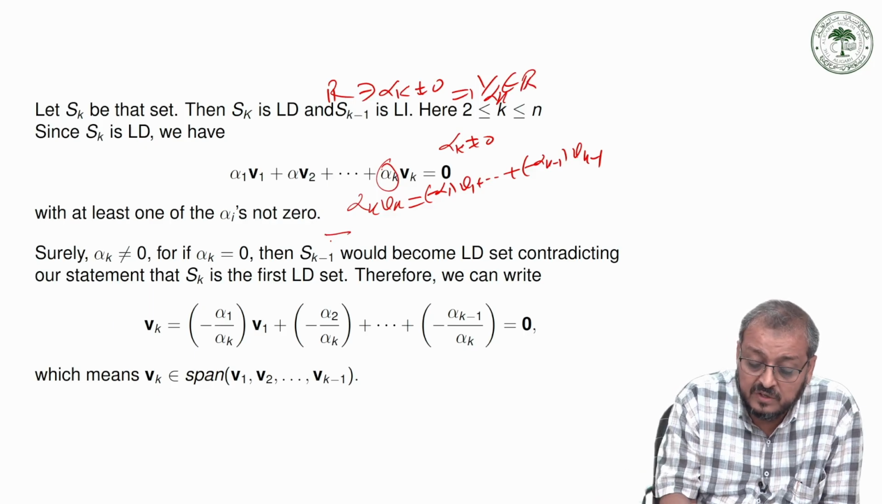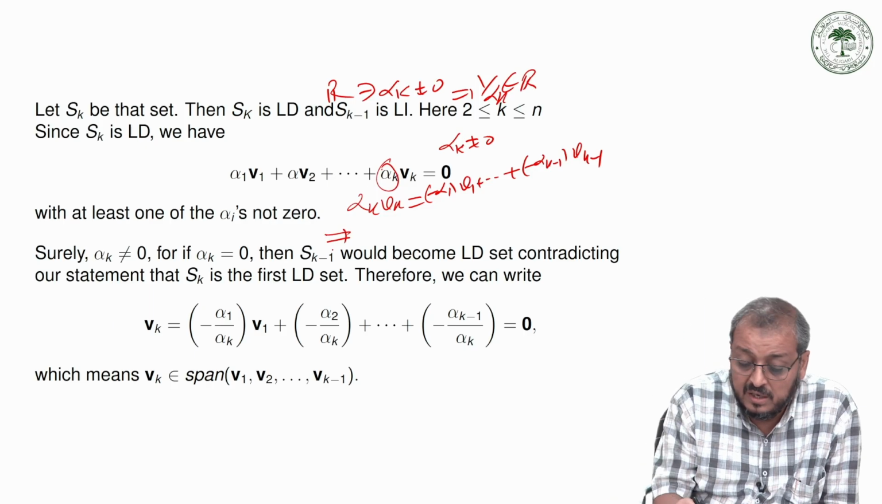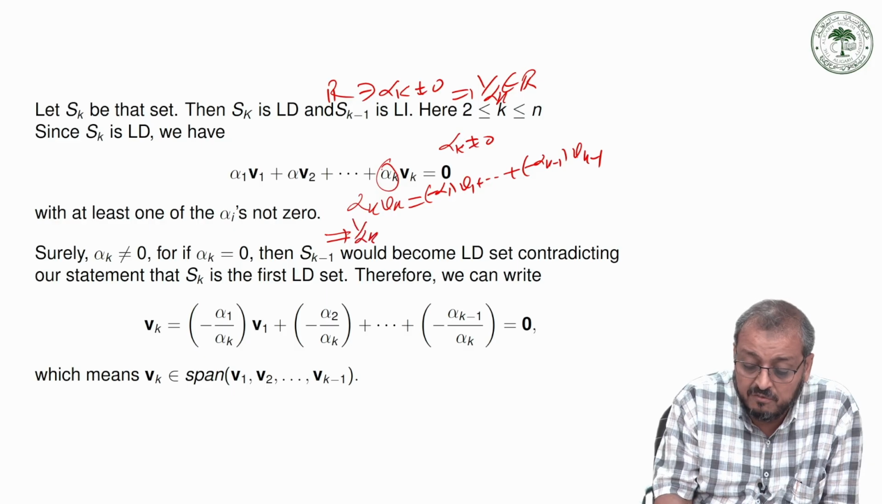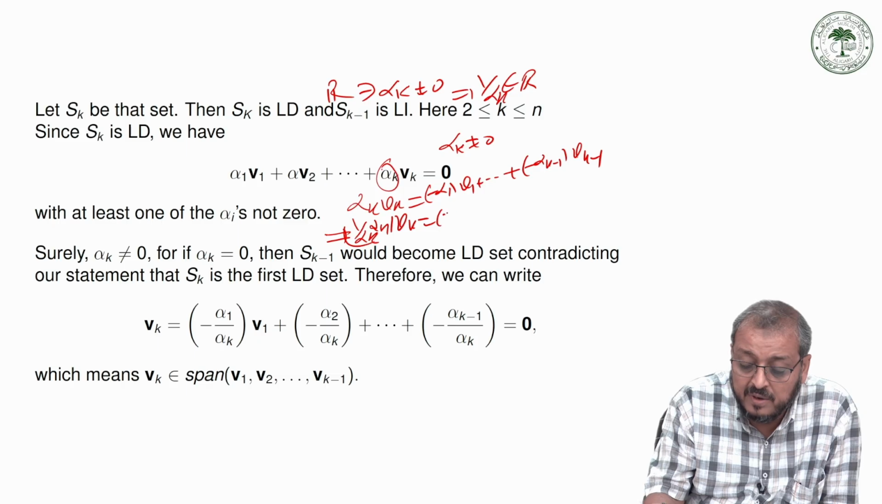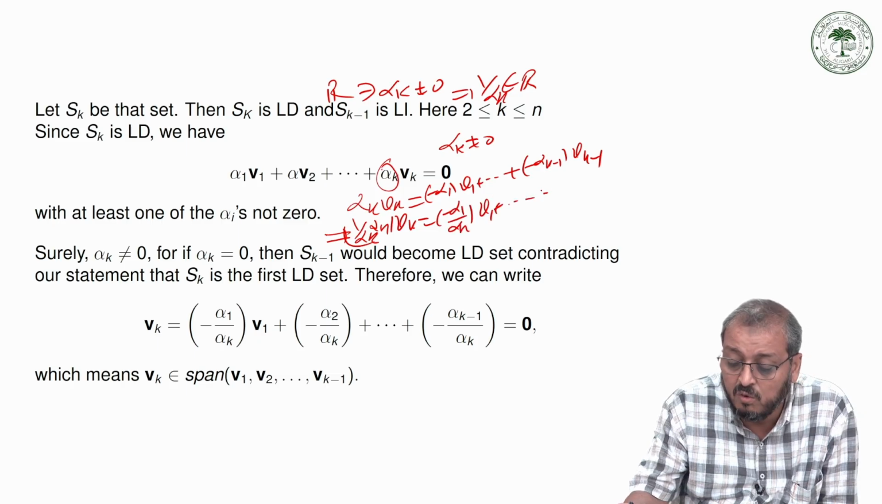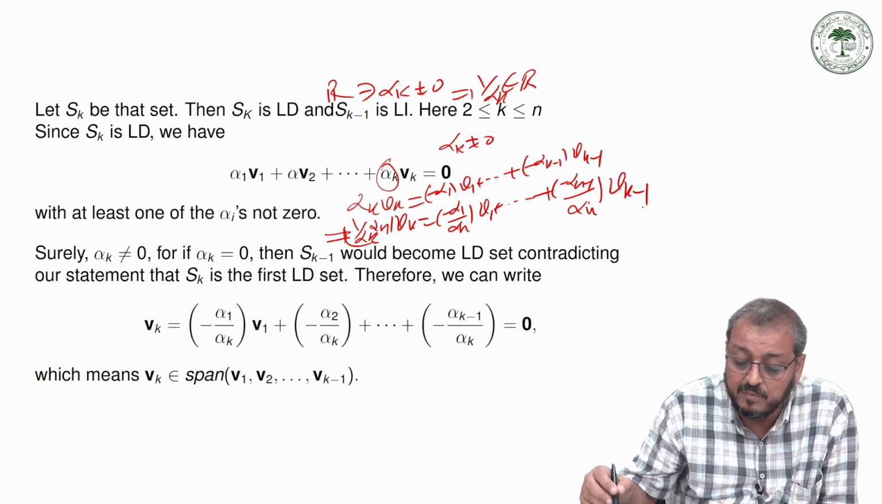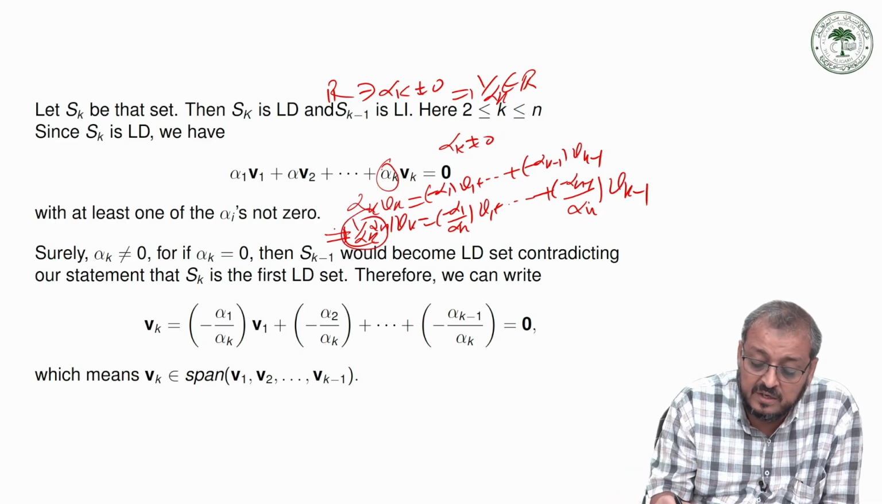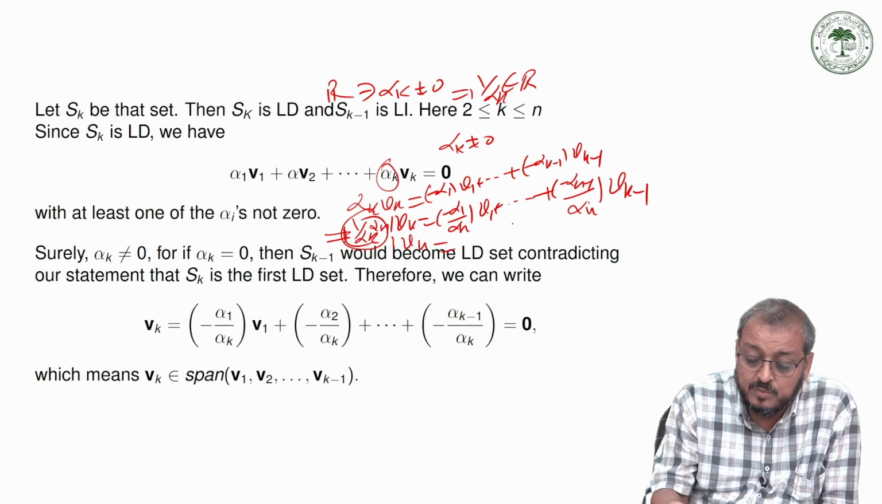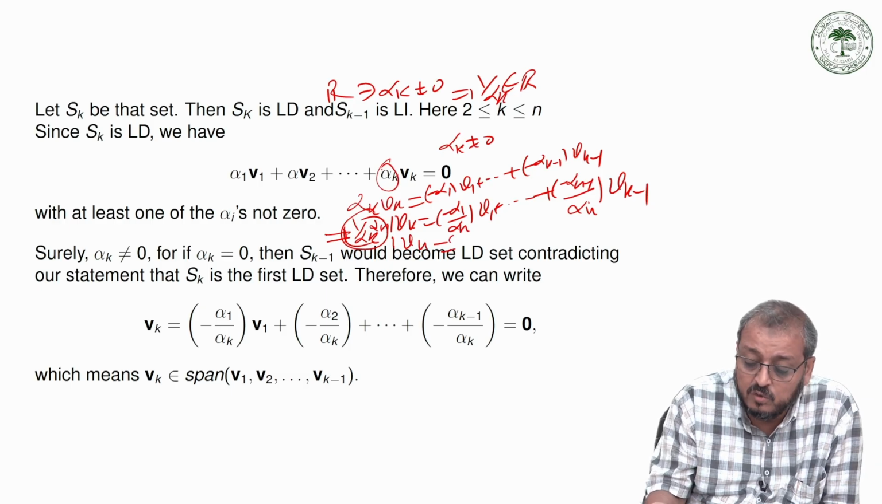In this case, this can be written as 1 upon alpha k and alpha k v k, and minus alpha 1, alpha k v 1, and so on. We have to write minus alpha k minus 1 v of alpha k minus 1 over alpha k v of k minus 1, and this is giving you an identity element, equal to 1 into v k. It means 1 into v k is equal to v k.